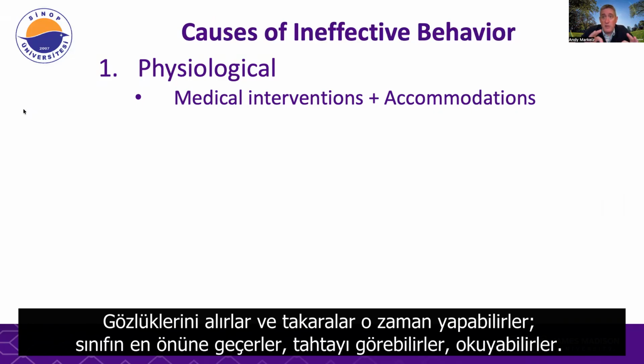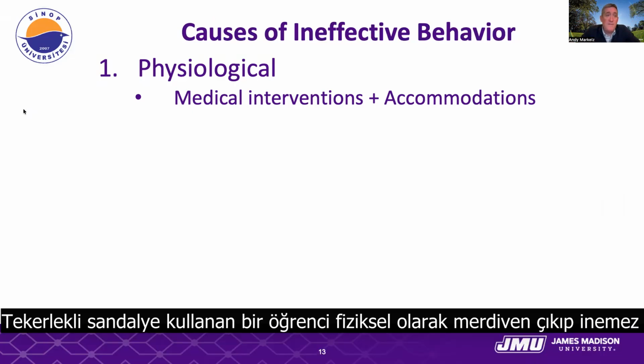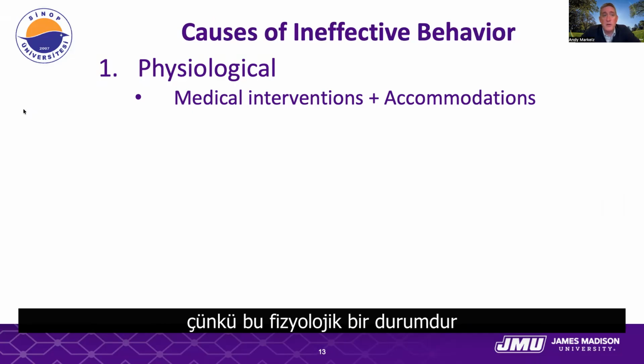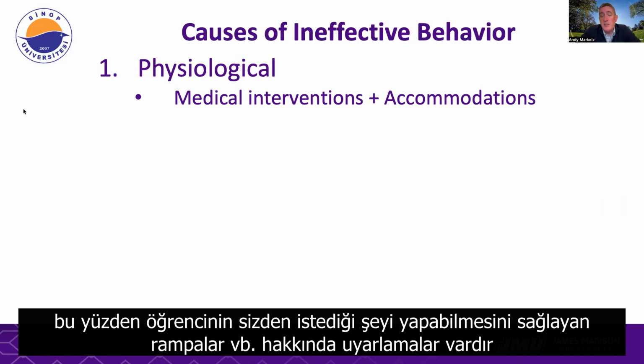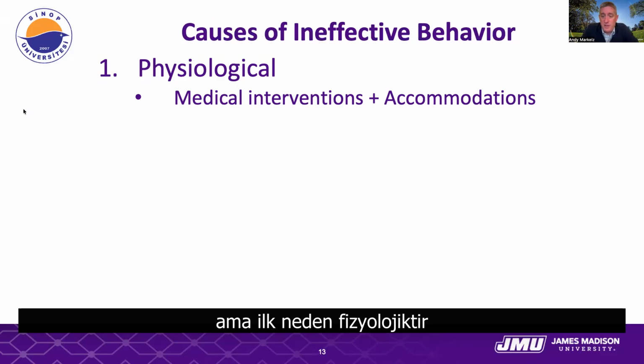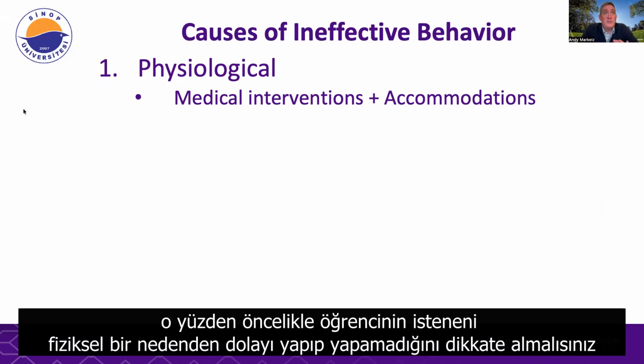They get glasses, they're able to do that. They move up to the front of the classroom, they're able to see the board, they're able to read. A student that uses a wheelchair physically cannot climb up and down stairs because that's a physiological issue. So there's accommodations like ramps and such to have the student do what you're asking them to do. So the first cause is physiological. You have to consider, is the student not able to do this because of a physical reason?